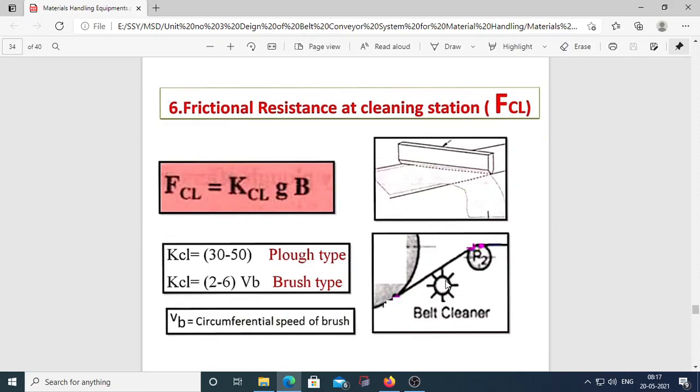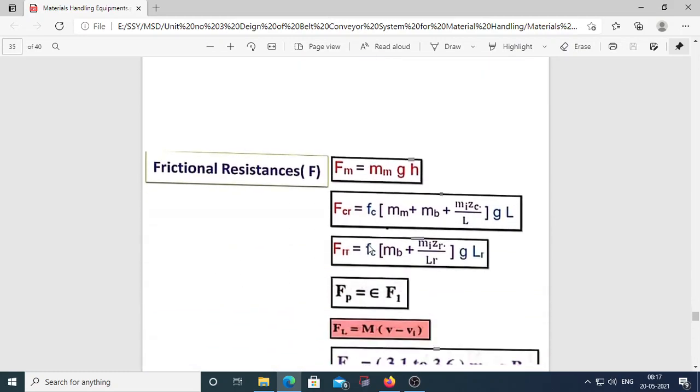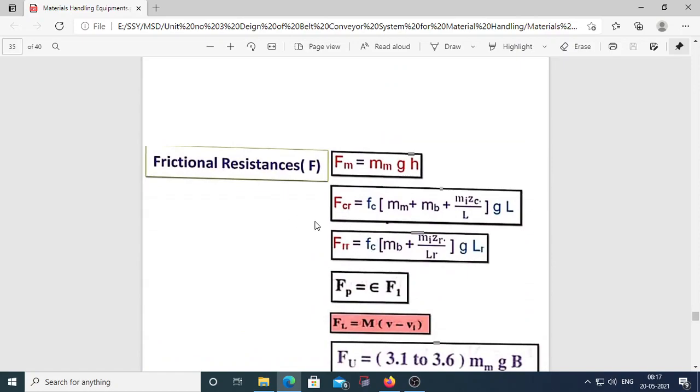Okay, all of you getting how to calculate those 6 different frictional resistances for the belt conveyor? See what we have seen. First is the frictional resistance F, the resisting force, this load resistance due to lifting the material, Fm is equal to mm into gh. You should remember the formula, no need for the derivation.